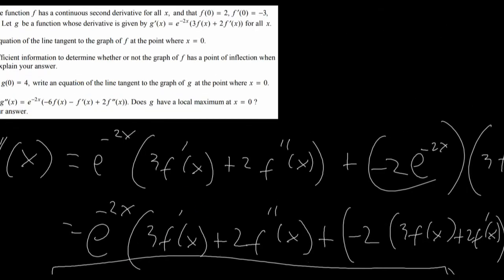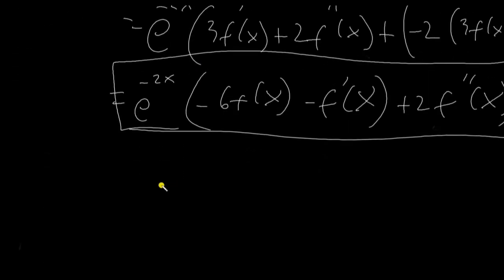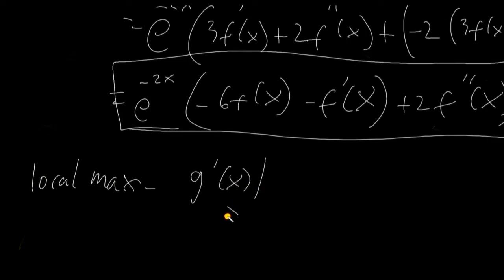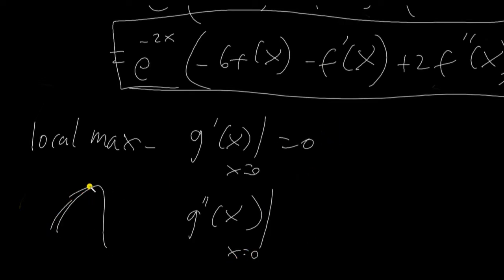Okay. And then the second part of the question, does g have a local maximum at x equals 0? So what does it mean to have a local maximum? Well, it means that your first derivative is 0. So to have a local maximum, your first derivative is 0, so g prime of x at x equals 0 is 0. And then the second derivative, g double prime of x at x equals 0. Well, since it's a local maximum, the derivative has to be going to 0, and then it has to keep going down. So the second derivative has to be less than 0.